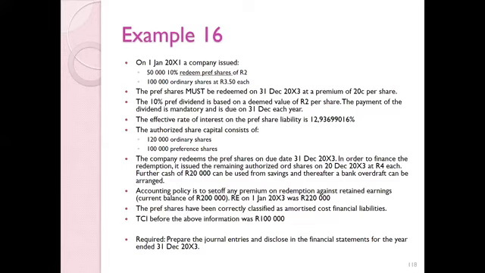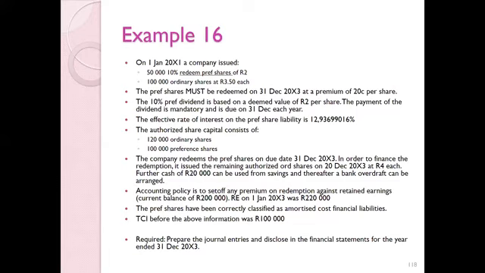R4 each. So if we look at the ordinary shares, we had 100,000 in issue and 120,000 was authorized, which means that we could still issue an additional 20,000 ordinary shares. Further cash of 20,000 Rand can be used from savings, and thereafter a bank overdraft can be arranged.